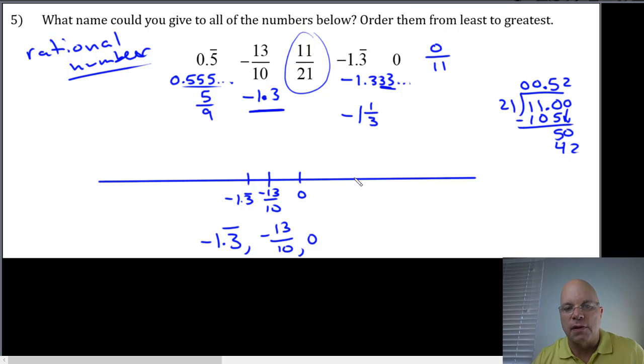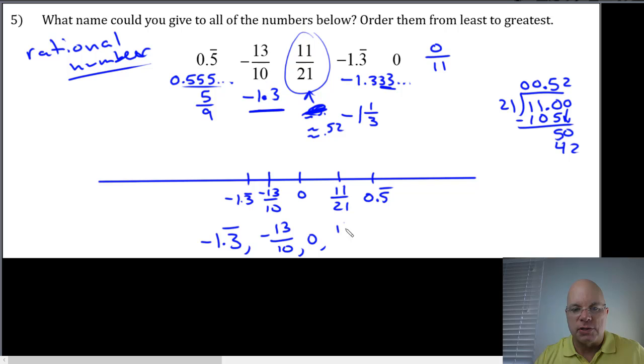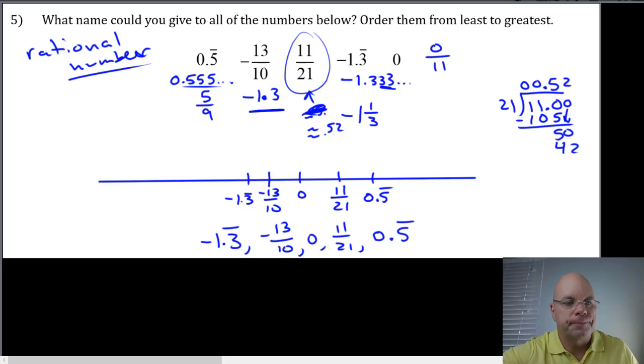And then as I move into the positive numbers, as we said, this is approximately 52 hundredths, a little more than that, but in any case, we would definitely see 11/21 before we would see 0.5 repeating. So 11/21 is next, and then our greatest value is 0.5 repeating. So there's the list, and these are all rational numbers.